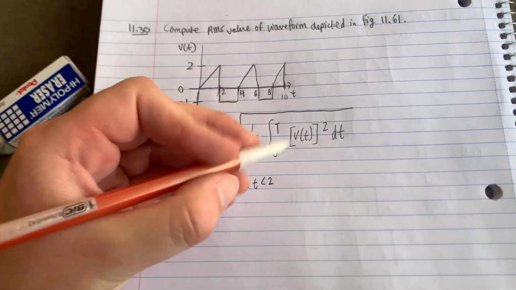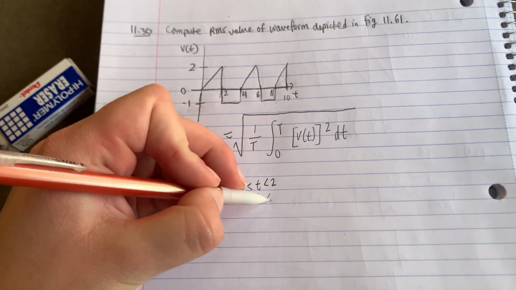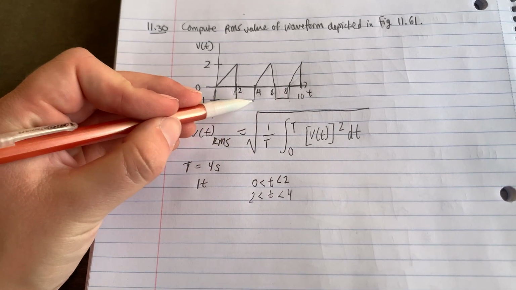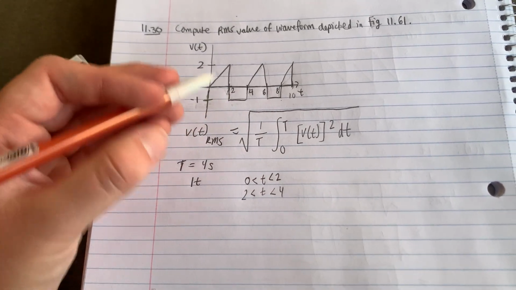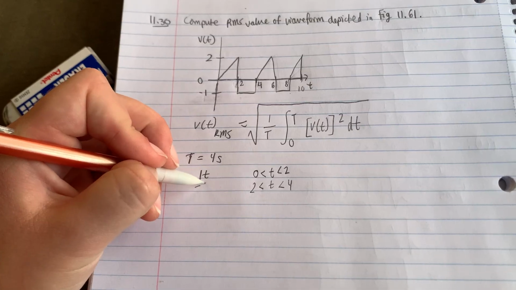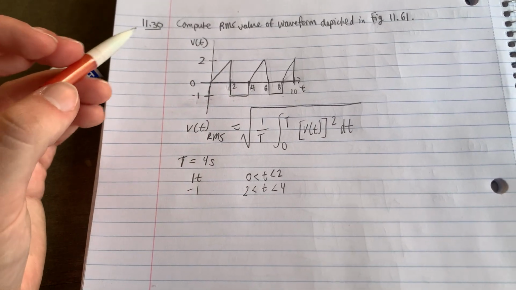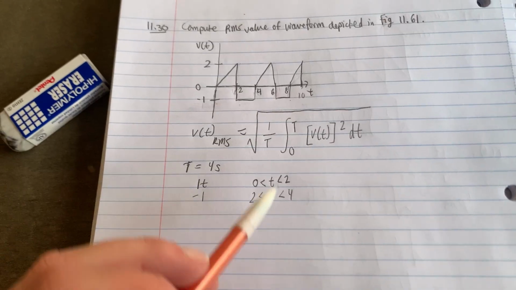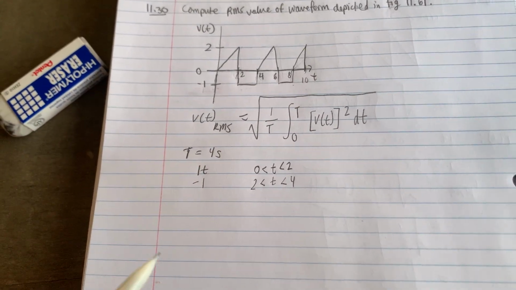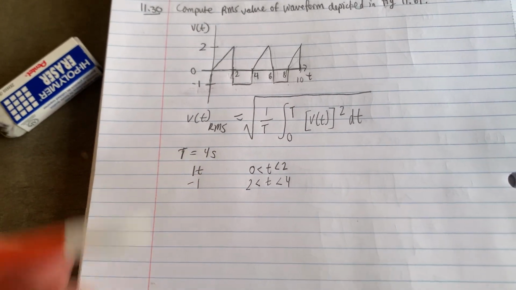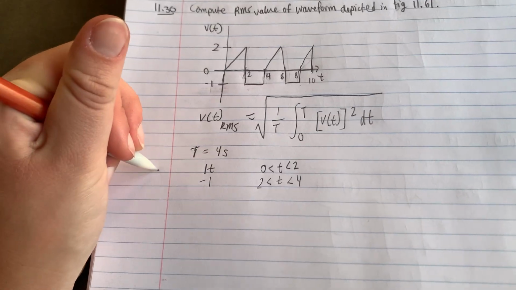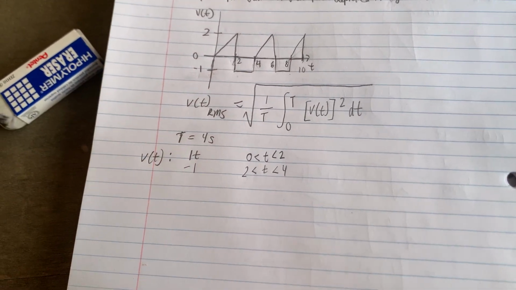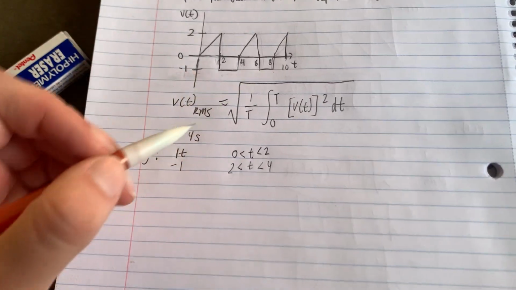From 2 to 4 is our next interval. And here we have just a straight line, so our graph is just -1. And at this point, our period is over, so we only need to describe the graph over one cycle. So we've described our graph. This is v of t. Now we're ready to start plugging into the formula.